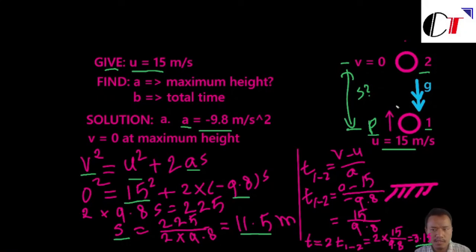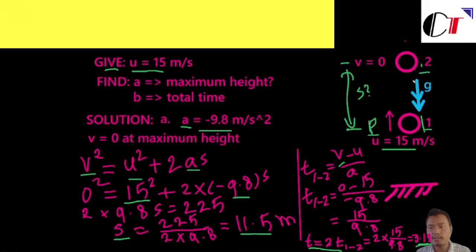We are trying to find the time from position 1 to position 2, which is the freely thrown upwards motion. So t12 will be v minus u divided by a, based on the constant acceleration formula. The final speed is 0, the initial speed is 15, and the acceleration is minus 9.8. So you will get 0 minus 15 divided by minus 9.8. You have two negative numbers, so the signs cancel, and you get 15 divided by 9.8. The total time taken is 2 times the time from 1 to 2, which is 2 times 15 divided by 9.8, and you get the answer 3.1 seconds.